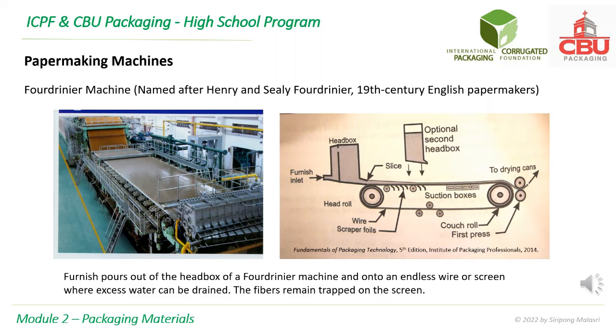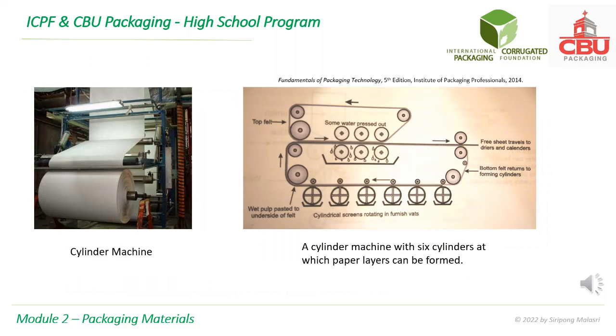Fourdrinier is a kind of paper-making machine. Pulp mixed with water is poured from the headbox onto a screen to allow water to drain. The fibers remain trapped on the screen and turn into paper. Another type of paper-making machine is called a cylinder machine. Several layers can be added by adding cylinders as shown on the bottom of the figure on the right.